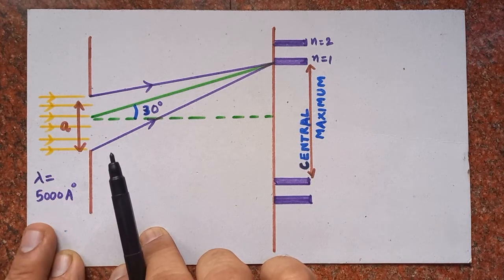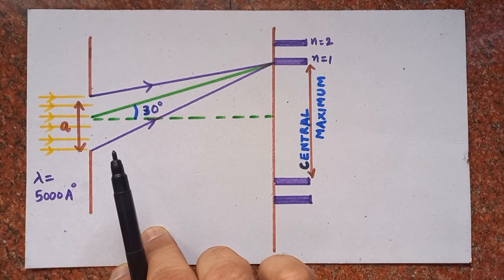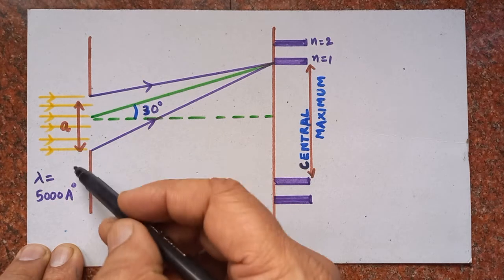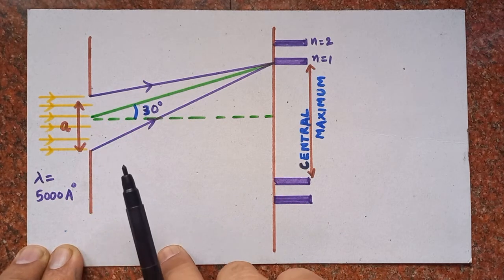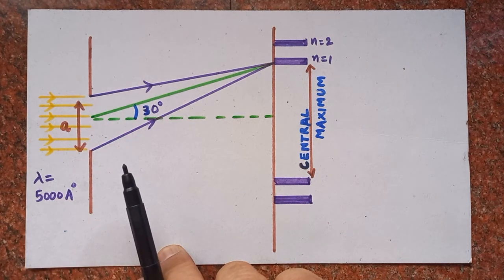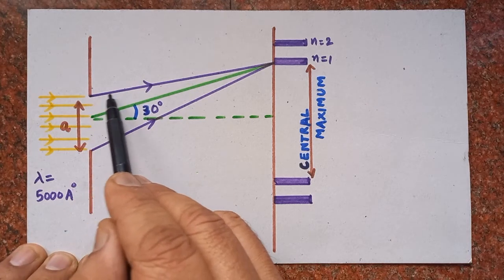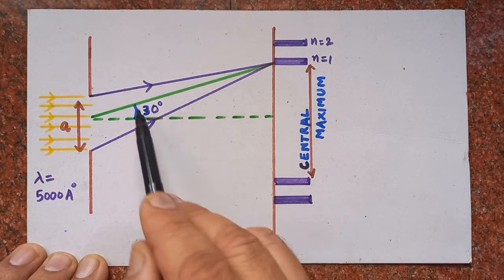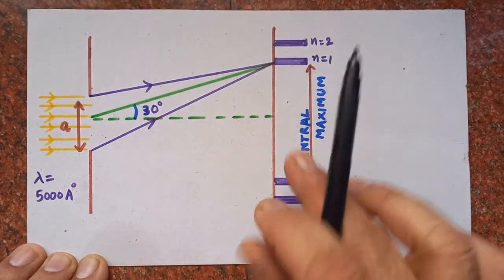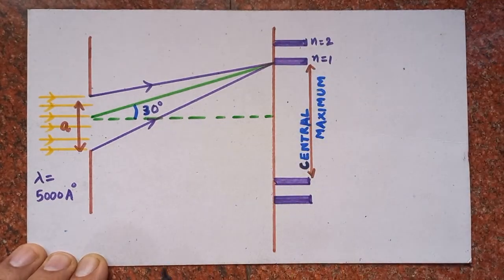The wavelength of the light is given as 5000 Angstrom units. The width of the slit is a, and you are asked to find the width of the slit. Here two light rays bend and interfere with each other, forming the diffraction pattern.